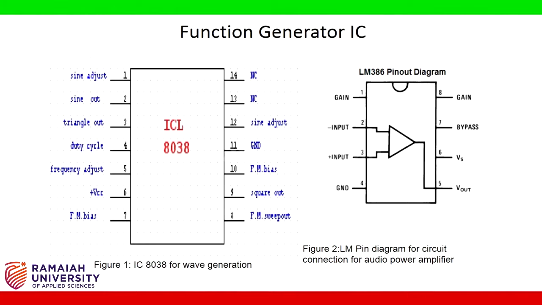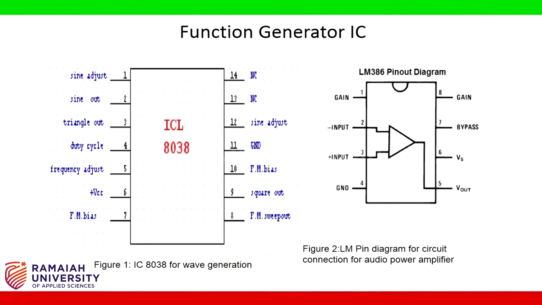The operation of IC 8038 is based on charging and discharging of a grounded capacitor C, whose charging and discharging rates are controlled by programmable current generators IA and IB. When the switch is at position A, the capacitor charges at a rate determined by current source IA.